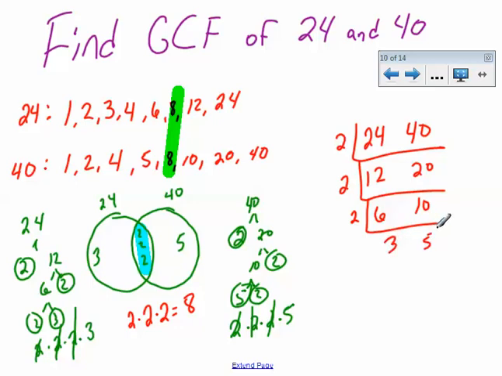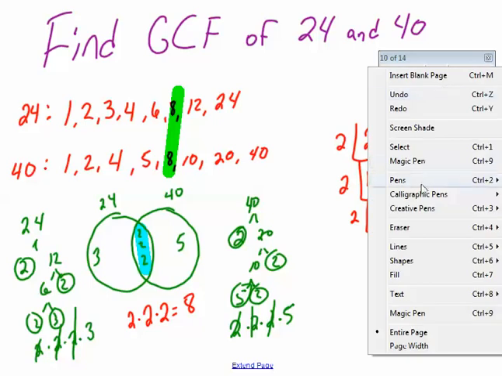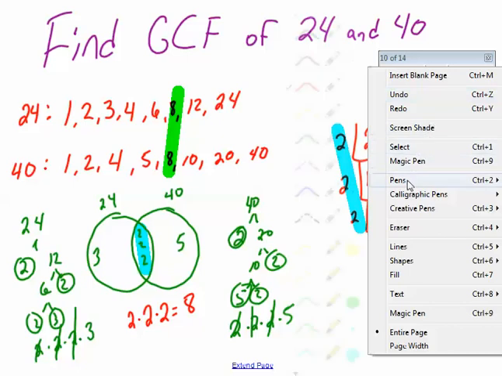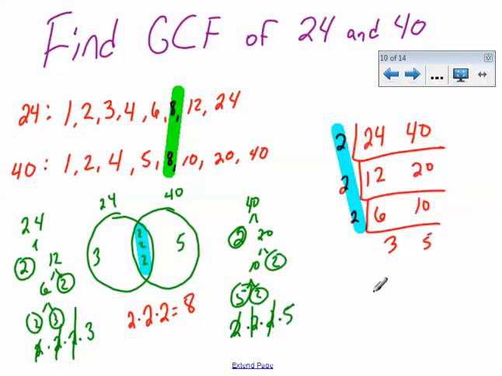And then, since we're doing GCF, all I'm concerned about is what's down here along the side. And we see that we ended up with something very similar. We've got 2 times 2 times 2, which is 8. So I ended up with the exact same answer. What this means is that 8 is the largest number that will divide both 24 and 40.